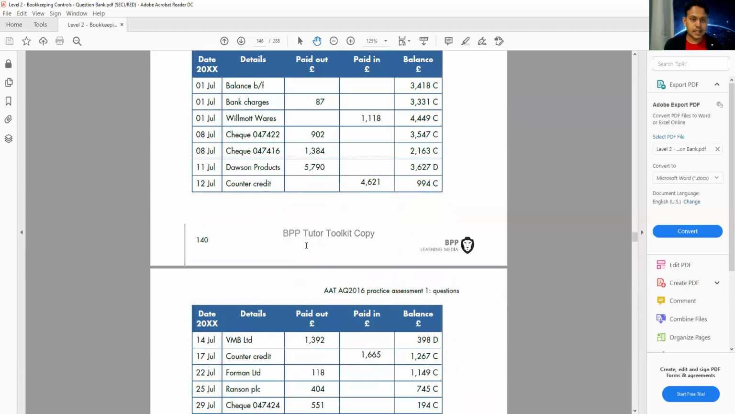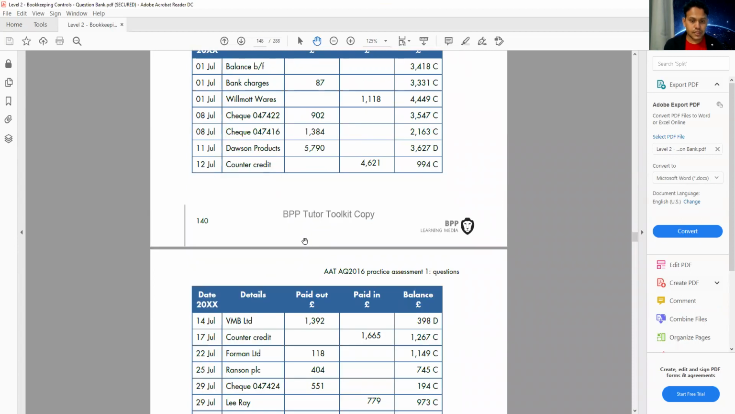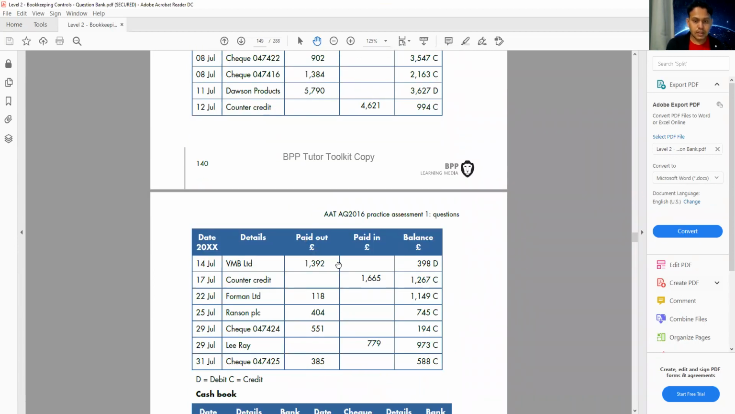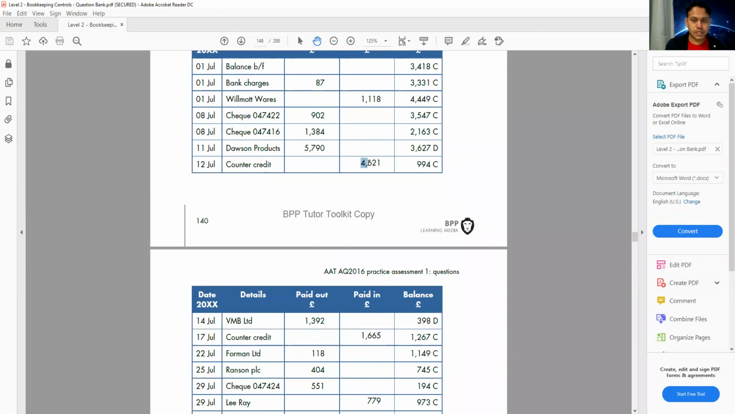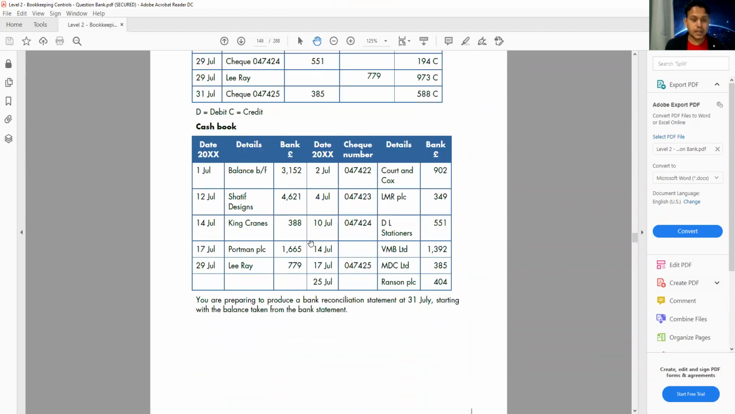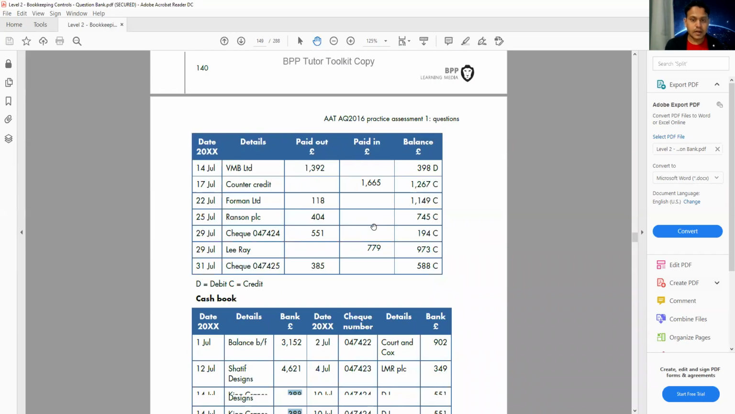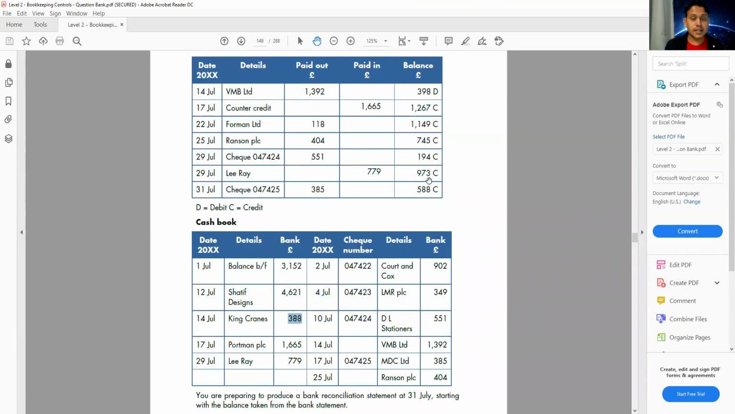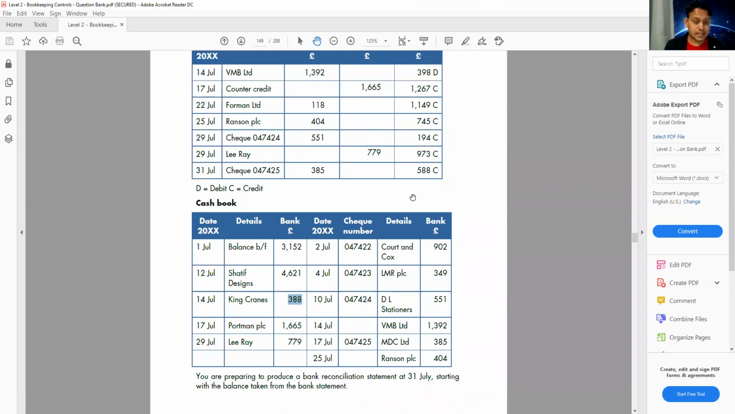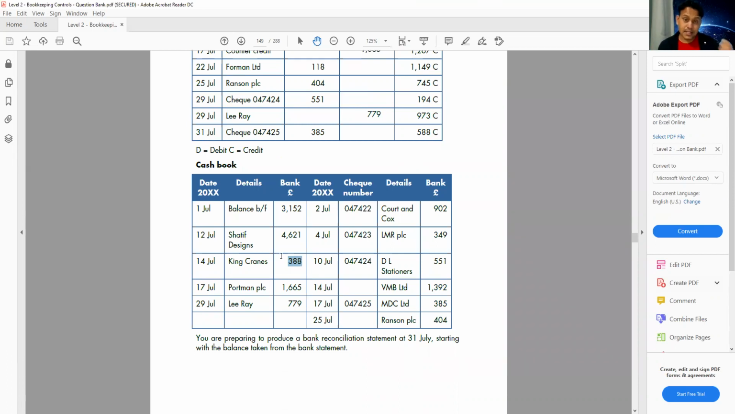Let's have a look whether it's on the bank statement or not. 4621. On the paid in section, we can see this one, 4621. Yes, it is on the bank statement. Then we have 388. Let's have a look on the paid in section, 388. No, I don't see 388 here. 388 is not on the bank statement. It's on our cash book debit side. That means I received the check from the customer and already recorded it in my book, but I gave it to the bank and the bank didn't clear it yet. So this is outstanding lodgement.